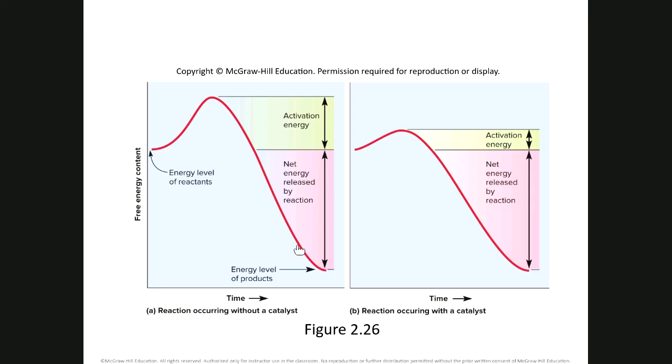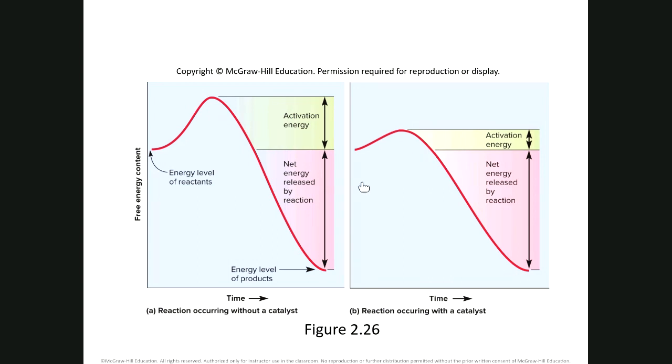Here's a picture of what I was referring to as activation energy. On the left, you're seeing a chemical reaction trying to occur with no enzyme. We're going to start here. It says free energy to start this reaction. We're going to need even more energy here, and it's going to take longer for that chemical reaction to proceed because there's no enzyme.